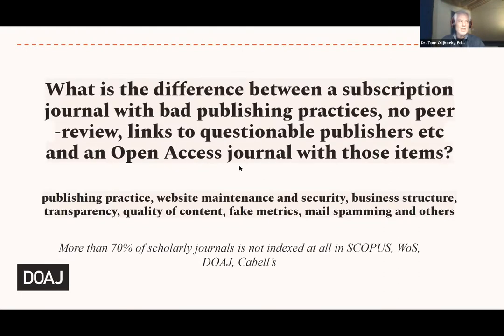What are they? What is the difference between a subscription journal with bad publishing practice, which exists, which also publish research? There is no peer review for those journals. Those are also print journals. And there are links to questionable publishers. You can just find out that there are links. And what is the difference between those journals and an open access journal that is called predatory? I think the main thing here is that open access journals are just visible. And those 70,000 subscription journals that exist are not visible because they are behind paywalls. Nobody sees them. So any bad journals in the open access camp will be visible. And it makes it appear as if open access has predatory journals and subscription journals are all right, which is not true.